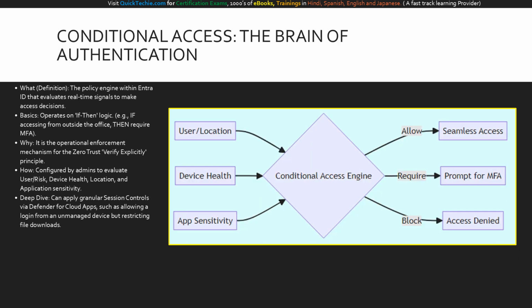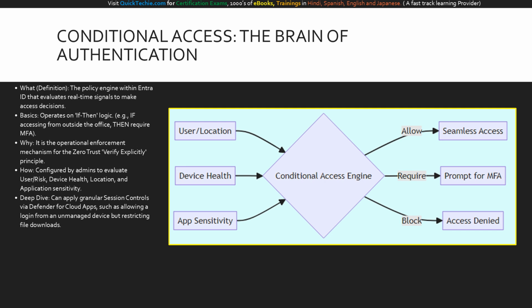If Entra ID is the engine, conditional access is the brain. Conditional access is the policy engine that evaluates real-time signals to make intelligent access decisions. It operates on simple if-then logic. For example, if a user attempts to access SharePoint and they're off the corporate network, then require MFA. This is how you enforce the zero trust principle of verify explicitly. It is not just about the username and password anymore.